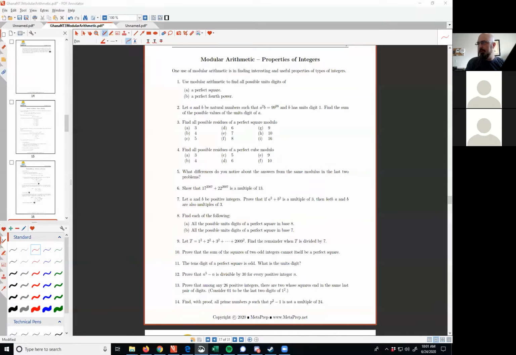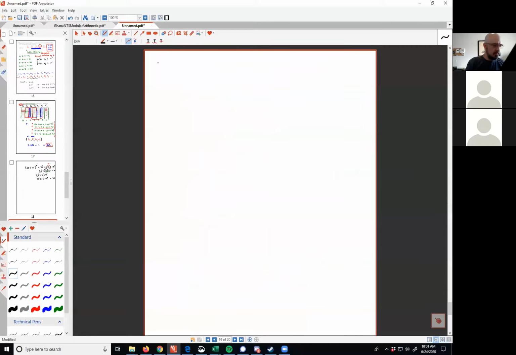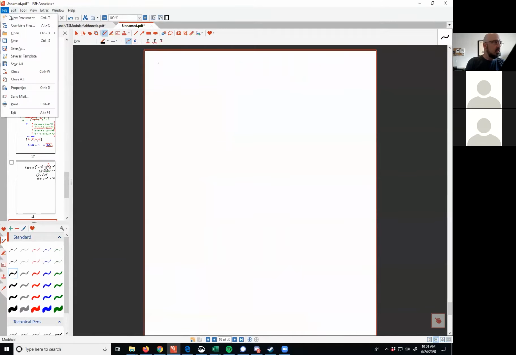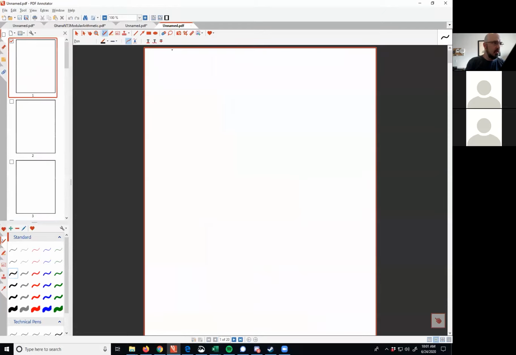Go ahead and take a look at problem number 1. Okay, we want to find all possible units digits of perfect squares. So I'm going to start by asking the question, if modular arithmetic is going to help us, what modulus do we want to work in?